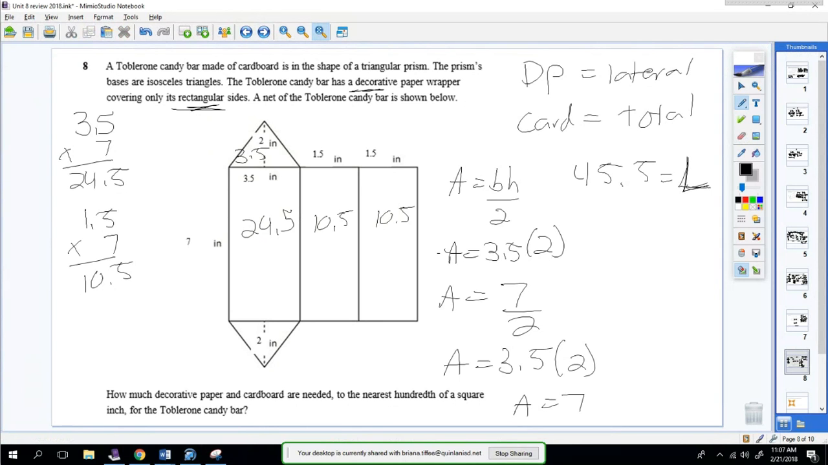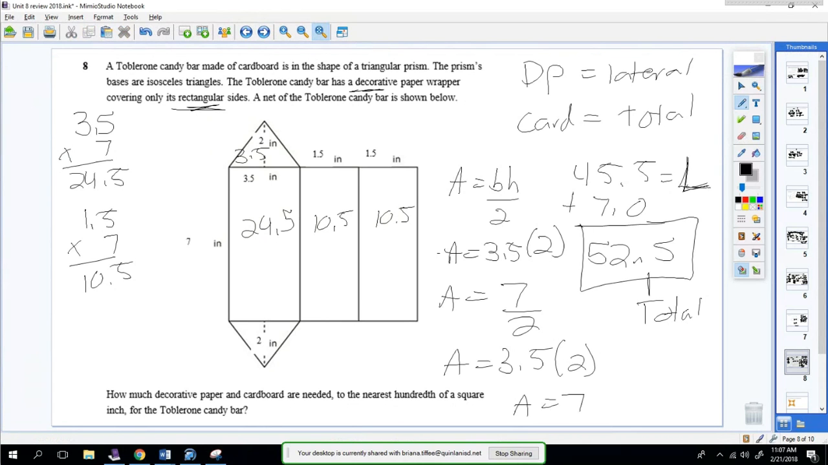So I'm going to take 45.5 plus 7, which is 52.5, and that will be the area for my cardboard, or area for my total. Okay, so you got to pay attention to the wording in this problem because it tells you where the cardboard and the decorative paper land.